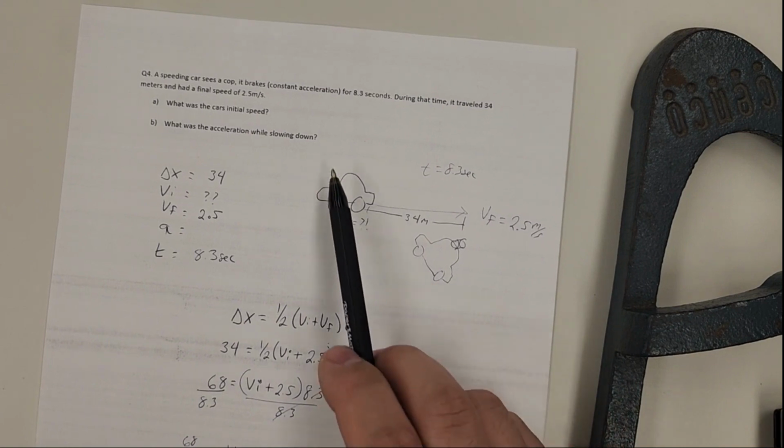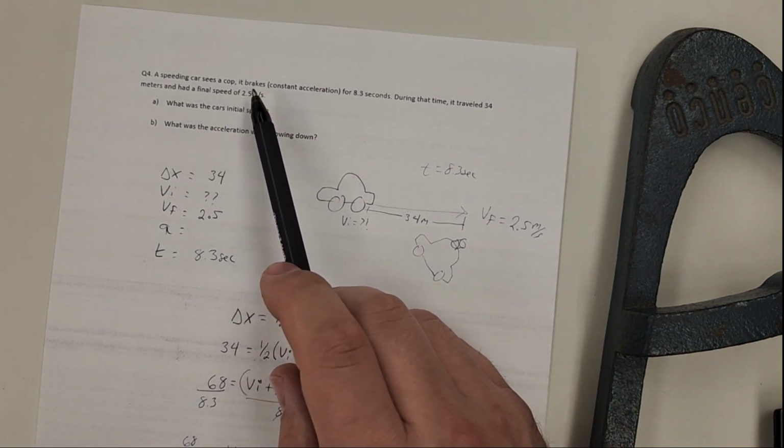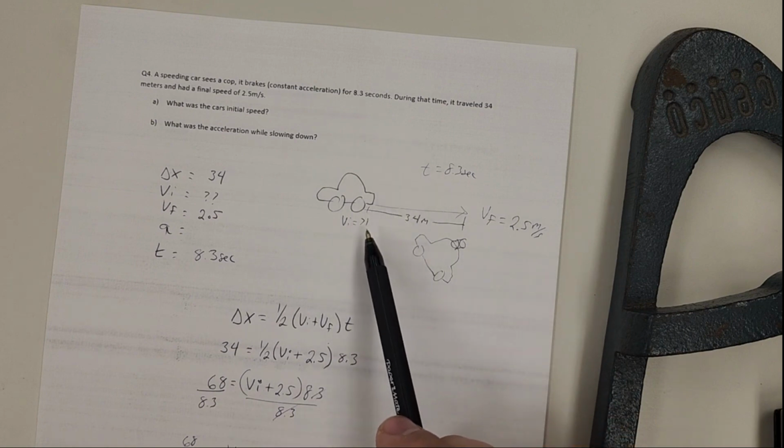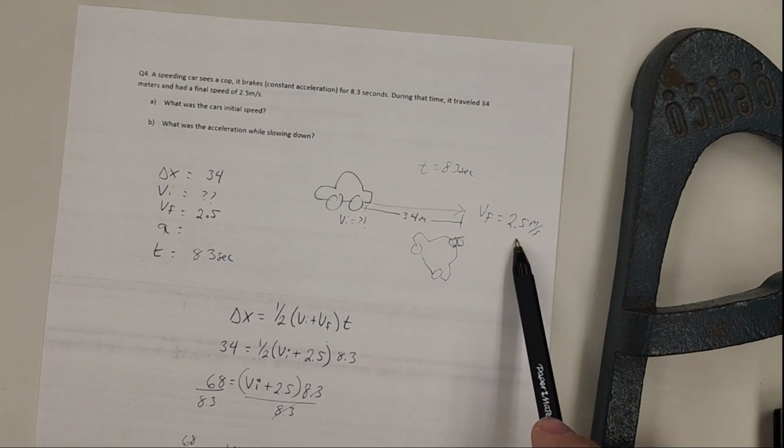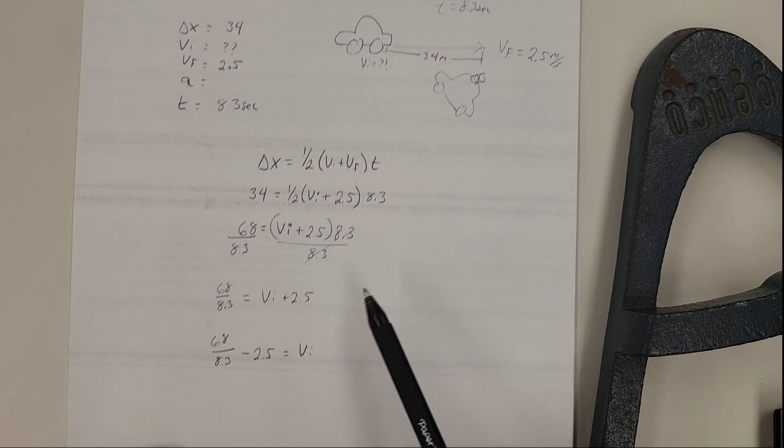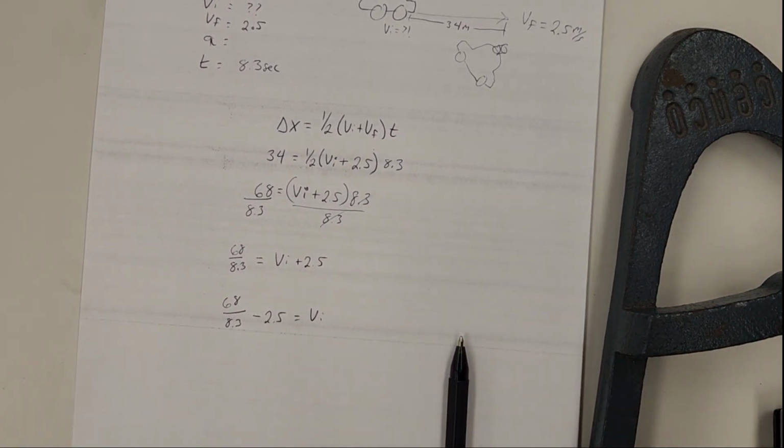Most likely you're going to slow down. So a speeding car sees a cop and it brakes. So our initial speed should be greater than our final speed if the problem made sense. So let's plug this in and find out.